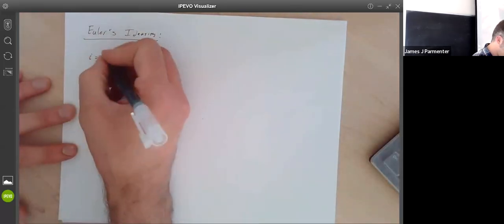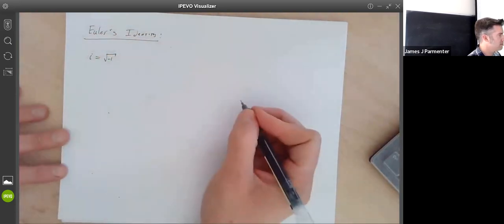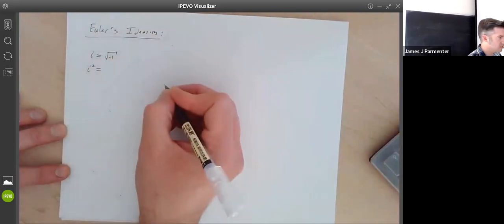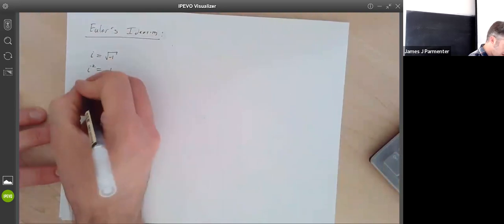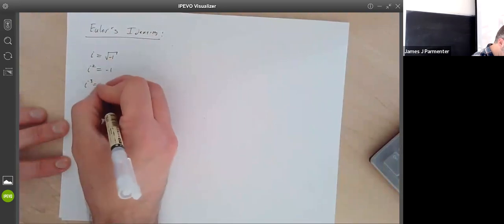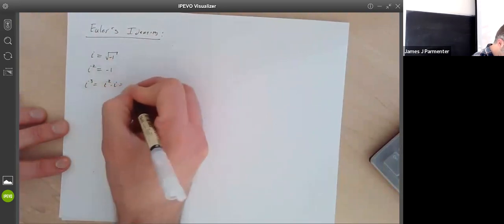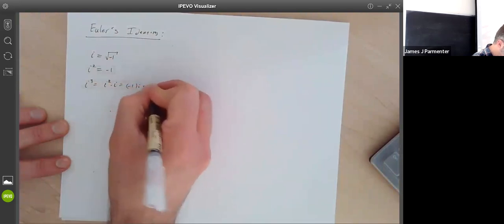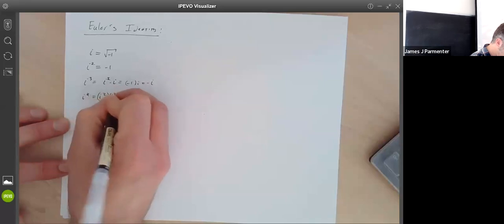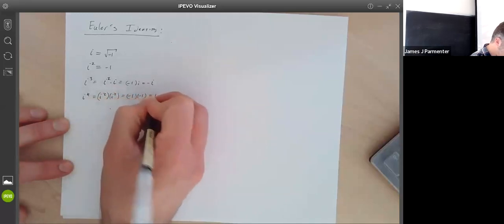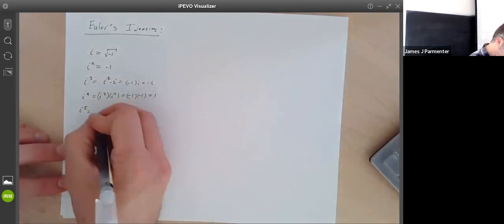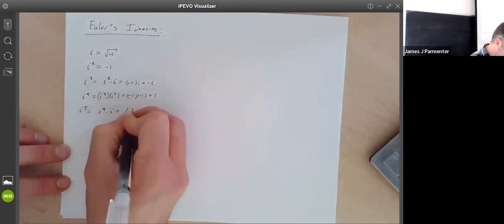So remember this number i, that's the square root of -1. We're going to use that. So then what's i squared? -1. And i cubed is i squared times i, which is -1 times i, so it's negative i. And then i to the fourth is i squared times i squared, which is -1 times -1, which is 1. And then i to the fifth is going to be i to the fourth times i, which is 1 times i, which is i.